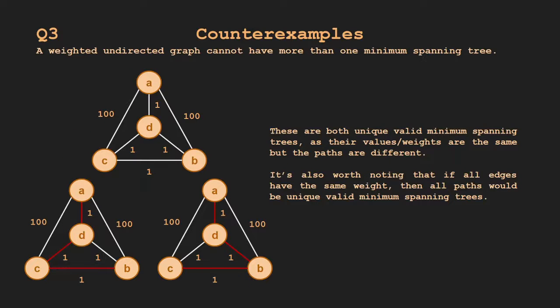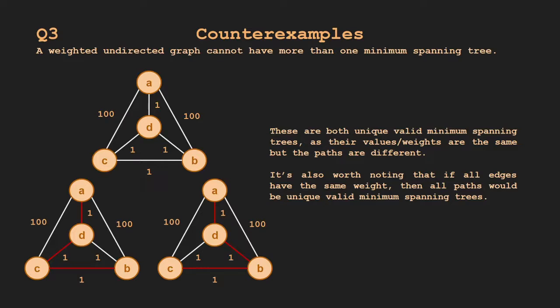A weighted undirected graph cannot have more than one minimum spanning tree. In this case, you want to avoid the connections between A and C and A and B because those are both weighted at 100. D is connected to A, B, and C.